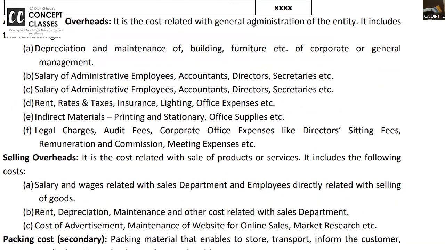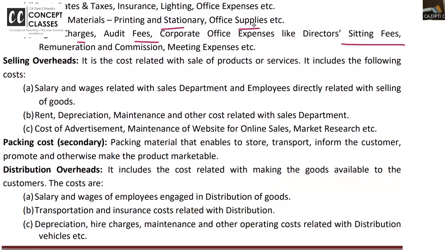What is admin related? Ye exam mein poochte hain, tab students ko yaad nahi aata hai. Ma'am, director ko salary diye, remuneration diye. It's a part of administrative overhead. They can give you a very scoring 8 bits of 4 marks: place these items, where it will come, in which overhead. Legal charges, audit fees, printing and stationery, directors' board sitting fees. All this will come in administrative expenses.